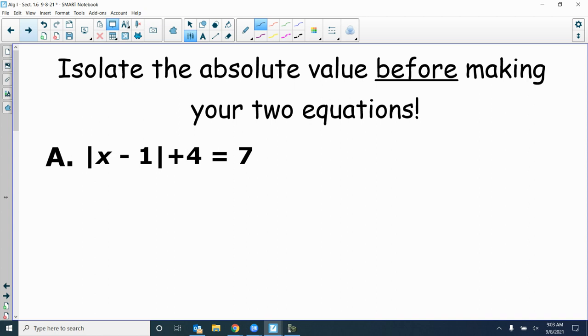Okay, so now we got to be careful here. Before you split it into two cases, you have to get the absolute value by itself first. If you don't, you'll get it wrong. Is the absolute value by itself on one side of the equal sign? That's what we're going to check. I'm going to say no. Why not? So look here.